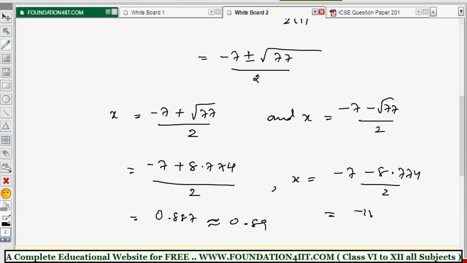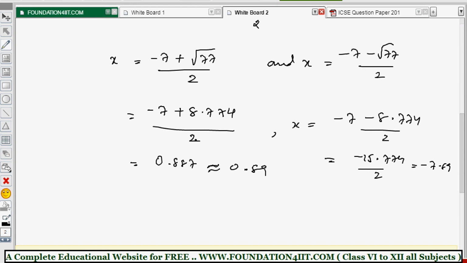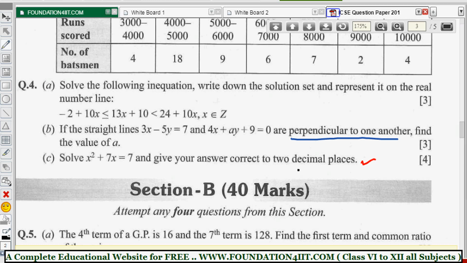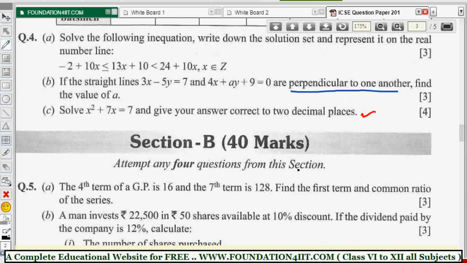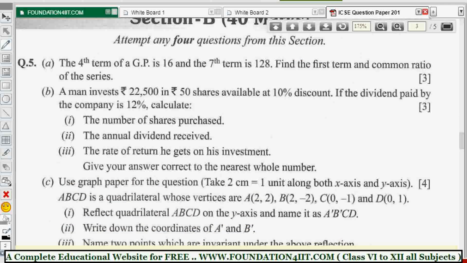And here x is equal to minus 7 minus 8.774, so that is minus 15.774 divided by 2, which is approximately minus 7.89. So 0.887 is 0.89, and minus 7.887 is minus 7.89, right? Therefore the required solutions, up to two decimal places, are 0.89 comma minus 7.89. Okay, these two are the answers. This is about question number 4, because correct to two decimal places we need to do long division method in that. Okay, next we'll continue with question number 5.